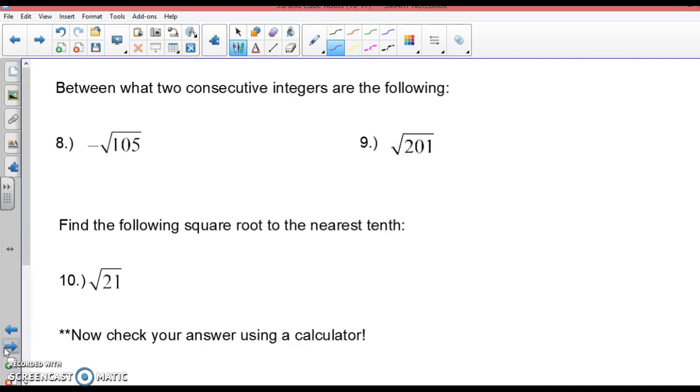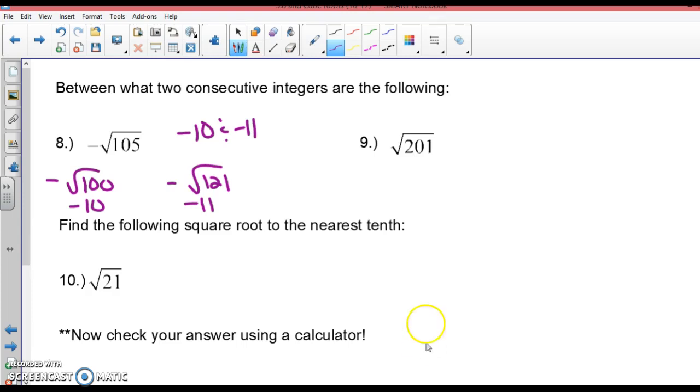All right, between what two consecutive integers are the following numbers? So, think about this. Negative root 100, negative root 121. So, isn't that where negative root 105 falls? This would be negative 10, this would be negative 11, so it's between negative 10 and negative 11, and it's closer to negative 10, because 105 is closer to 100 than 121.